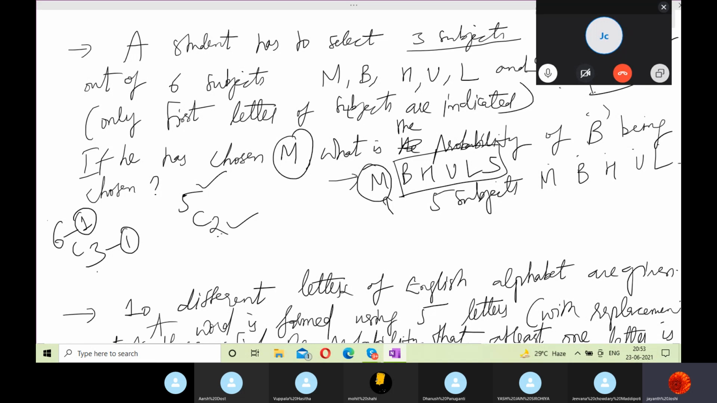Correct? Now this is the total number of cases which can happen. Okay, because one subject you should not consider. This is already kept aside. Leftover are 5. Out of that you can select 2. So total outcomes is 5C2. But what we want as outcome. See, favorable outcomes by total outcomes is the formula for probability. We need to select what? B. Correct? If M has been chosen, what is the probability of B being chosen?